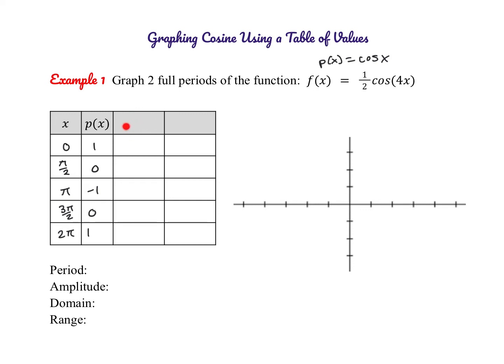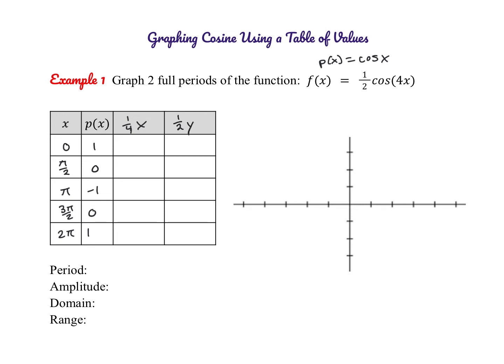So let's start with any horizontal changes we see. Here I see that we have a horizontal shrink by a factor of 1 over 4. So that means all of my x values will be multiplied by 1 over 4. And I see here that we have a vertical shrink by a factor of 1/2. So all of my y values will be multiplied by 1/2.